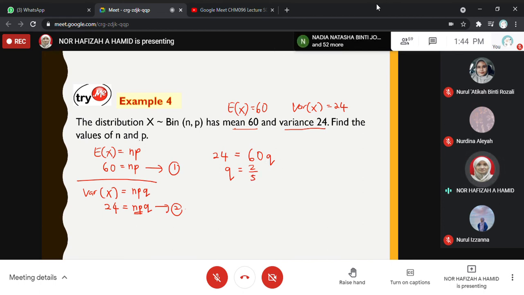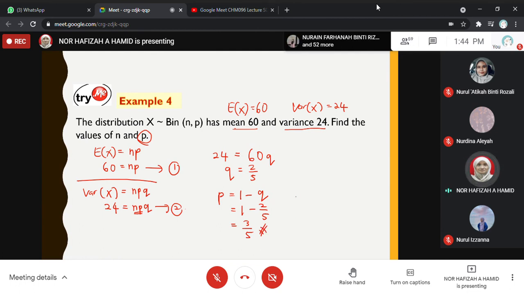Okay, so you get Q equal to 2/5. Next, you can find P. To calculate P, P is 1 minus Q, so equal to 1 minus 2/5, and you get 3/5. So you get P is equal to 3/5.